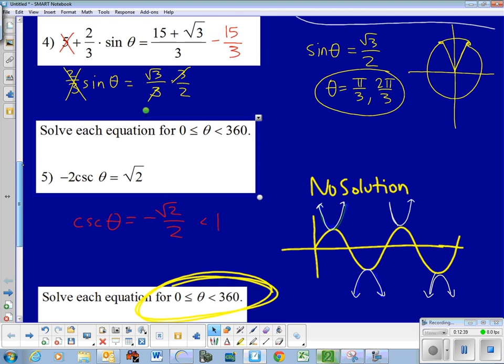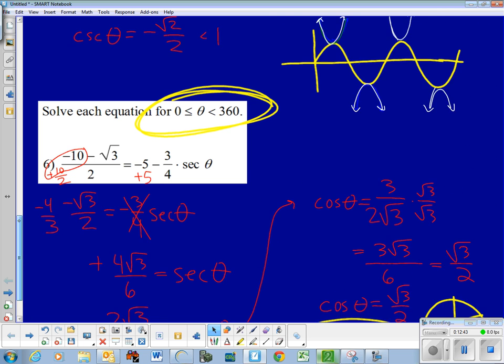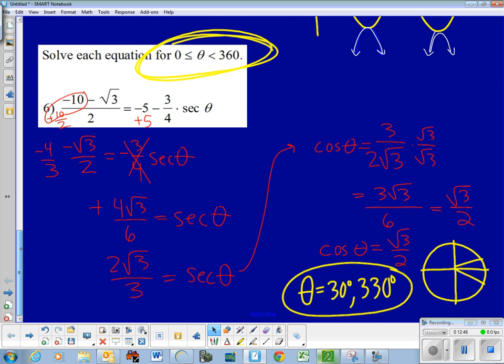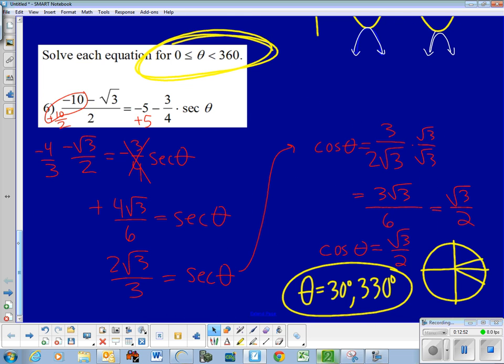Like I said, these are going to get a little more complex when we start changing the argument, when we change these thetas to other versions, theta plus or minus values, things like that. But for now, just remember, isolate the trig function, and then use your inverse trig functions. And that's going to do it. First day of solving trig equations. Young out.